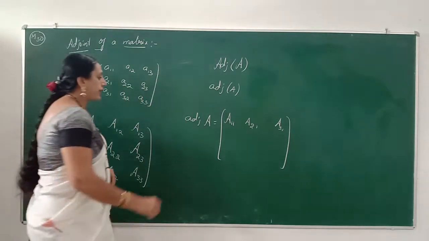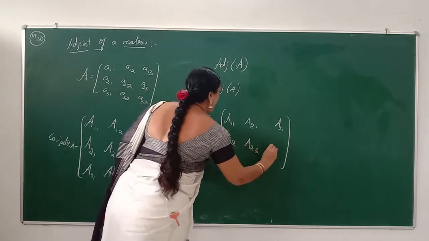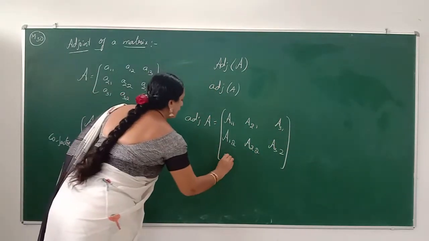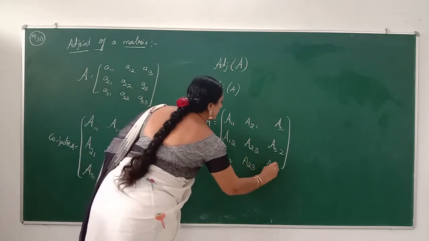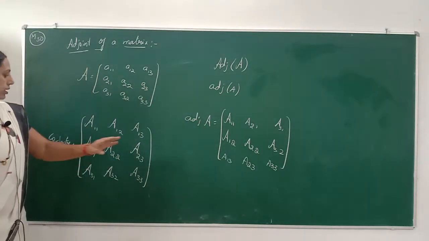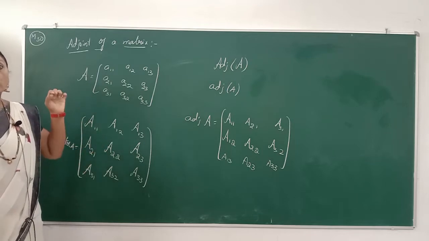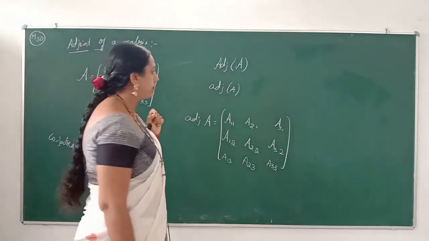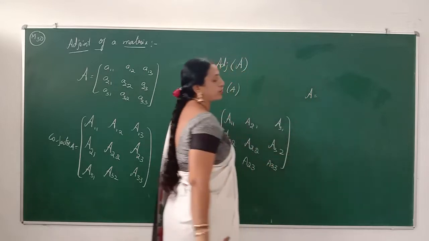Similarly, the elements of the second column, A12, A22, A32, and the elements of the third column, A13, A23, A33. So, that is called the adjoint of a matrix. Therefore, the definition of adjoint is: the transpose of the cofactors of the matrix A is called the adjoint of a matrix. So, in general, what about the adjoint of 2x2 matrices?